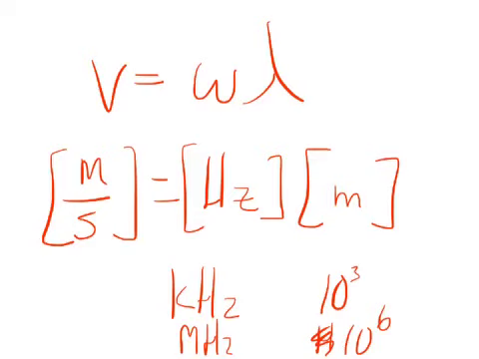Kilo, mega, giga is 10 to the 9, tera is 10 to the 12. Think about computers. You start with kilobytes, then megabytes, then gigabytes, then terabytes. They all go up by threes. It's third, sixth, ninth, 12th.